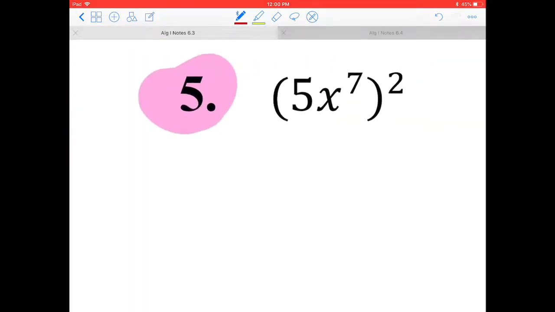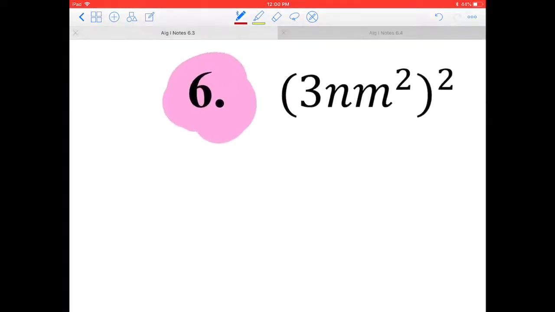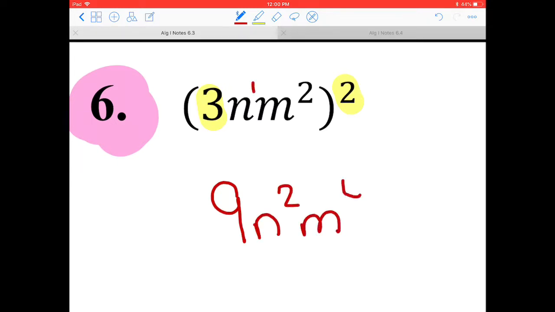Okay. Number 5, you're going to be doing 5 squared. So that's 25. And then multiply your exponents, x to the 14th. Number 6, again, your coefficient gets the exponent as a normal exponent. So 3 squared becomes 9, and then n squared and m to the 4th power.